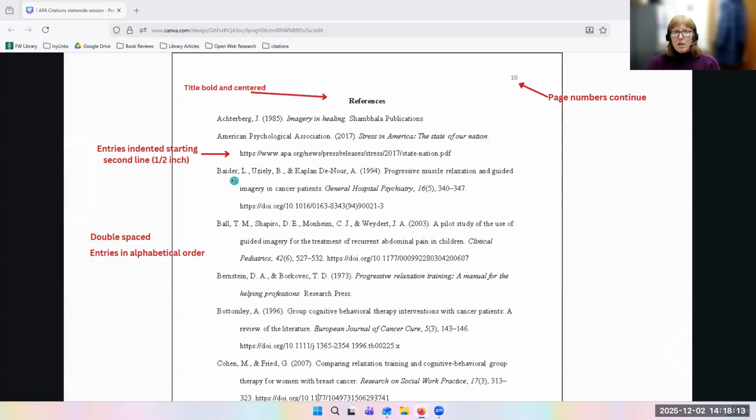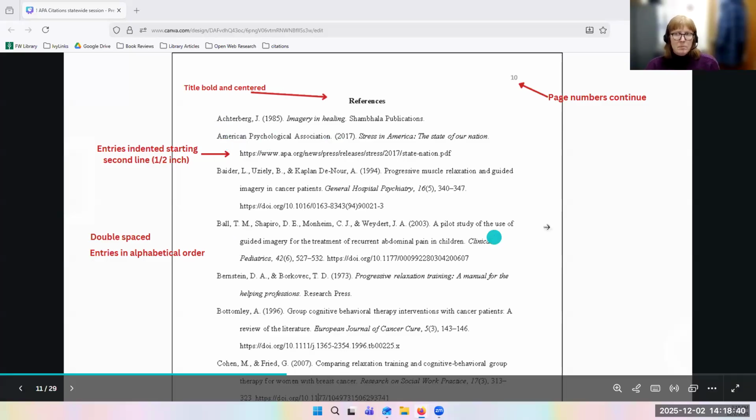And everything, this is another important thing, everything is in alphabetical order by the last name of the author or the first bit of information in the reference page, okay? So as we can see, Achtenberg, and then because this doesn't have an author, it has a corporate author, that's fine. It still comes in alphabetical order with American Psychological Association. So A, B, and C, and so on.